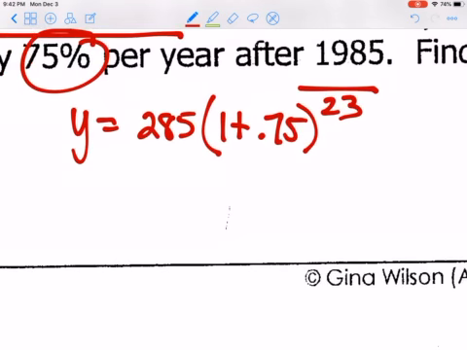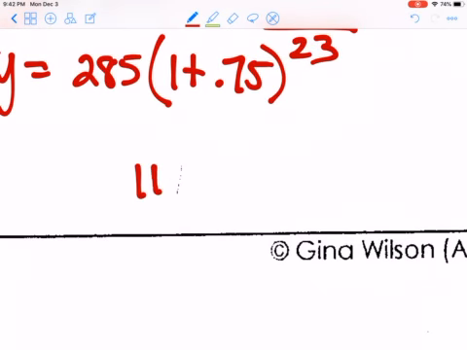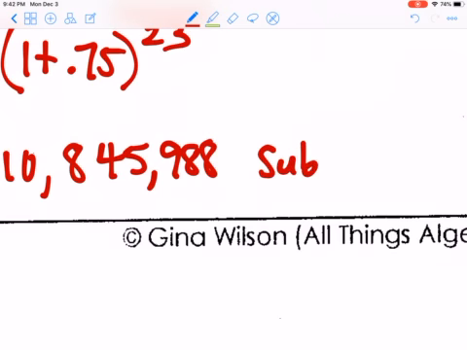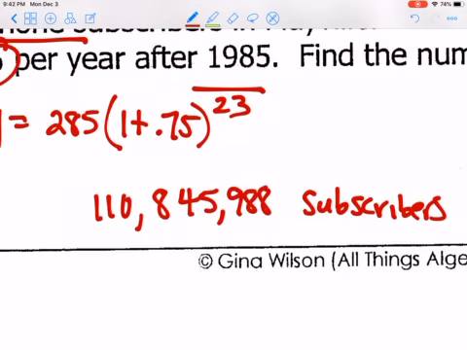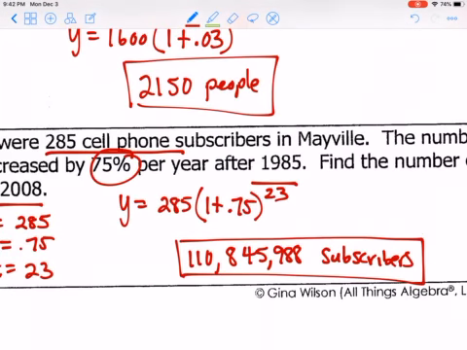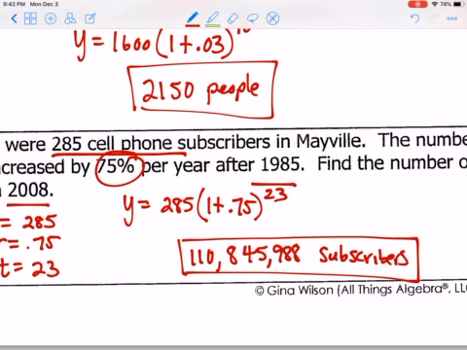You're just going to put that in the calculator exactly how you see it, and you should get 110,845,988 subscribers. So again, don't worry too much about remembering the formula. This formula will be given even on test day. What you have to know is how to use it.